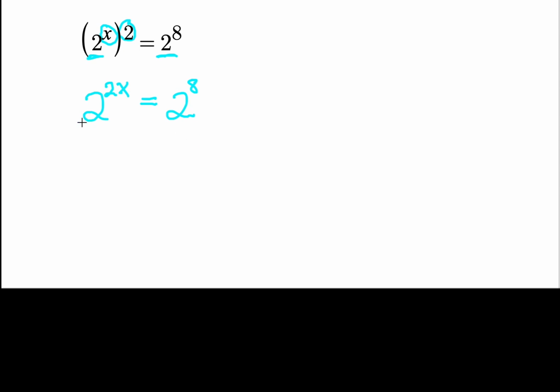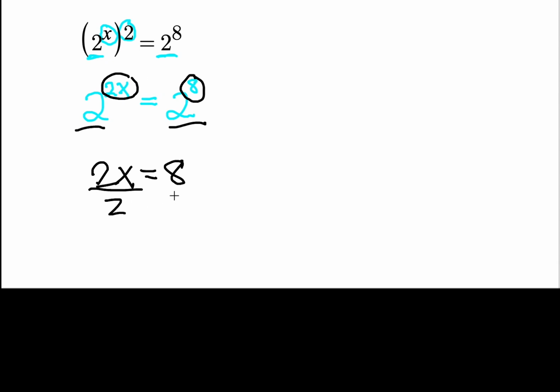Since the bases are the same, all I need to do is make sure that the exponents are the same for this equal sign to work. So I will set the exponents equal to each other. 2 times x equals 8. Divide by 2 on both sides of the equation, and x equals 4.